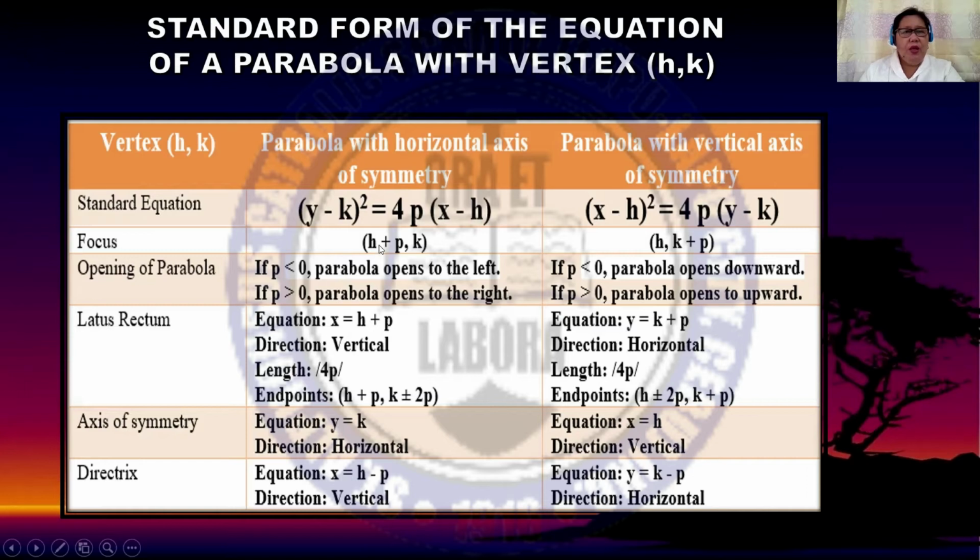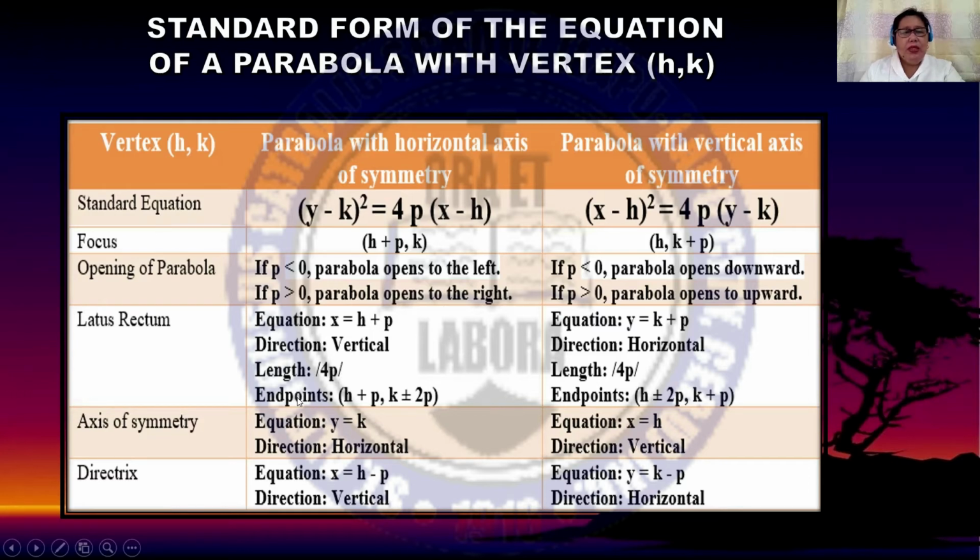Let us have first the horizontal parabola. For the opening, if p is less than 0, the parabola opens to the left. If p is greater than 0, the parabola opens to the right. The equation of the latus rectum is x equals h plus p. Direction: vertical. The length of the latus rectum is 4p, or the absolute value of 4p.